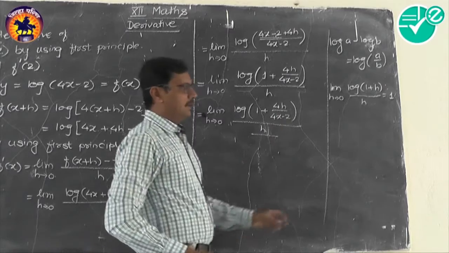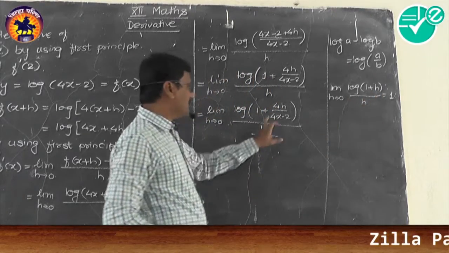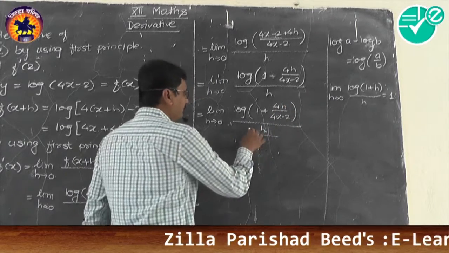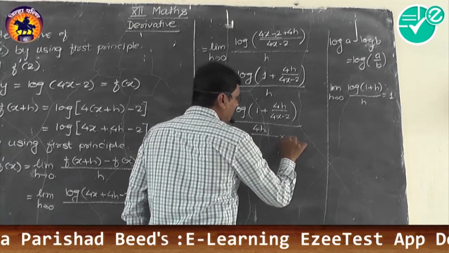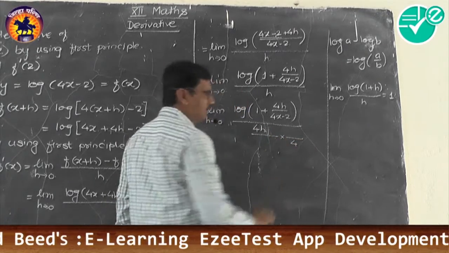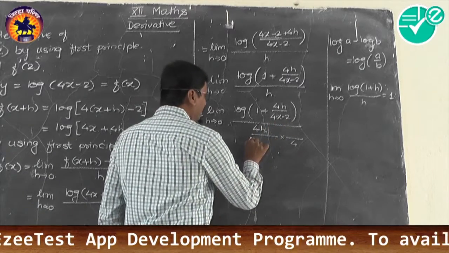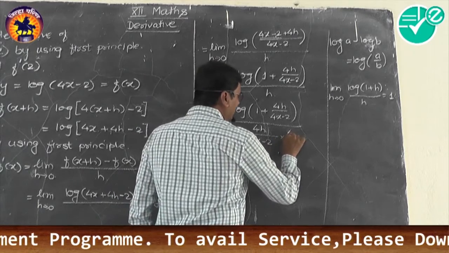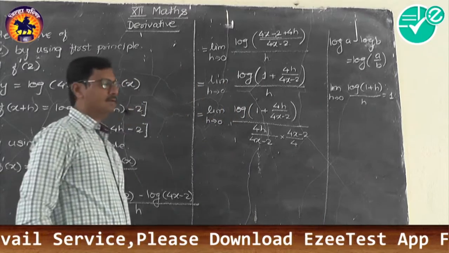We need h in the division if we have h in the log. Now in place of h here we have 4h, so here we need 4h. For that, take 4 in multiplication to cancel this 4, take 4 in division. Also we require 4x minus 2 in division, so take 4x minus 2 in division. To cancel this term, take 4x minus 2 in multiplication. We have adjusted these two terms.